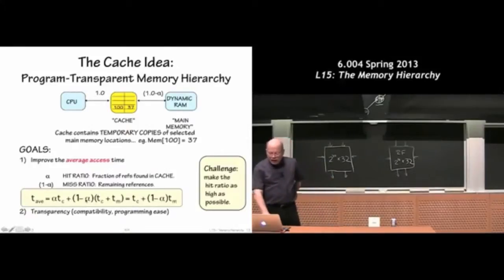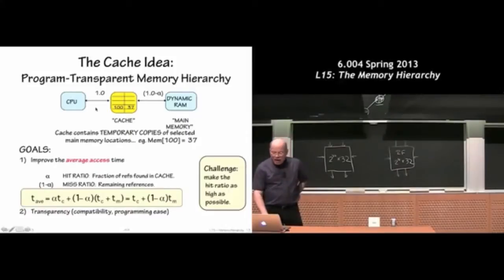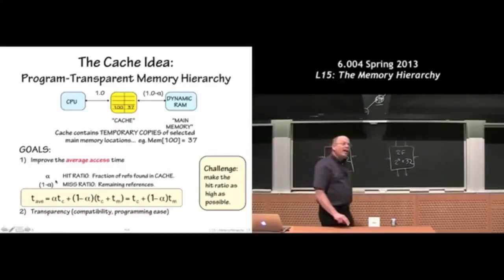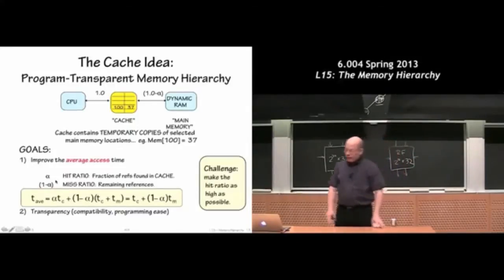Okay, so the cache idea. How does this work? Well, of course, 100% of the time, the CPU is asking, certainly every cycle, for an instruction. And then we're going to look in the cache. And what we mean by look is, well, I'll describe that hardware in a moment. And alpha percent of the time, this is called the hit ratio, we hit in the cache, meaning the contents of the address that we're looking for are, in fact, already in that yellow box.